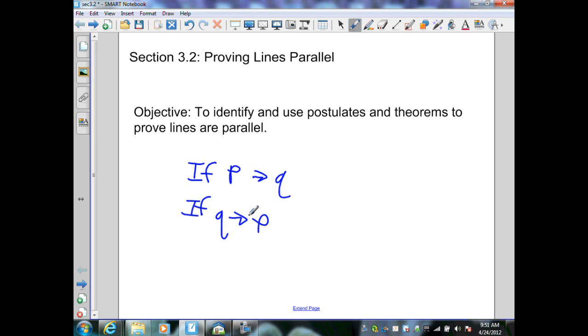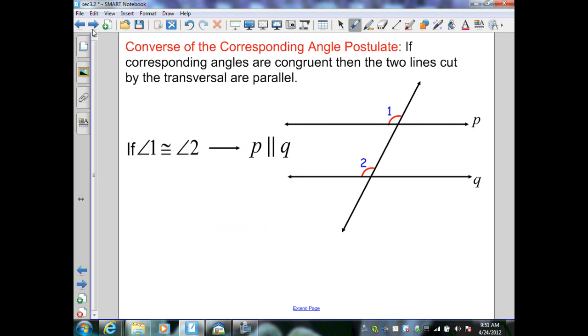So in the previous section, we had if lines are parallel, then the angles would be congruent or supplementary. In this section, we're going to have if angles are congruent or supplementary, then the lines must be parallel. Let's start with the converse of the corresponding angle postulate. And here this states if corresponding angles are congruent, then the two lines cut by the transversal are parallel.